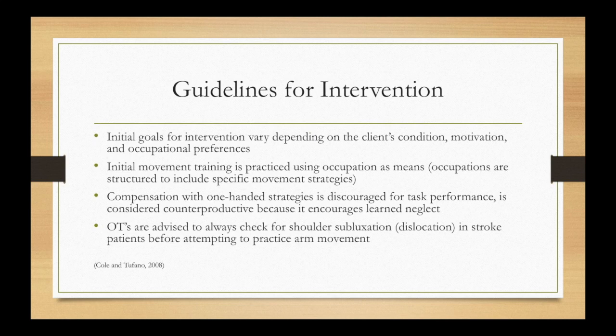When working with stroke survivors, OTs are advised to always check for shoulder subluxation before practicing any arm movement. Shoulder subluxation is common in stroke patients due to either the muscles being too weak to hold the shoulder bone in place or muscle spasticity, which may pull the bone into an abnormal position. In these cases, it is important to manually restore normal alignment of the joint and use modifications during treatment to prevent further injury.